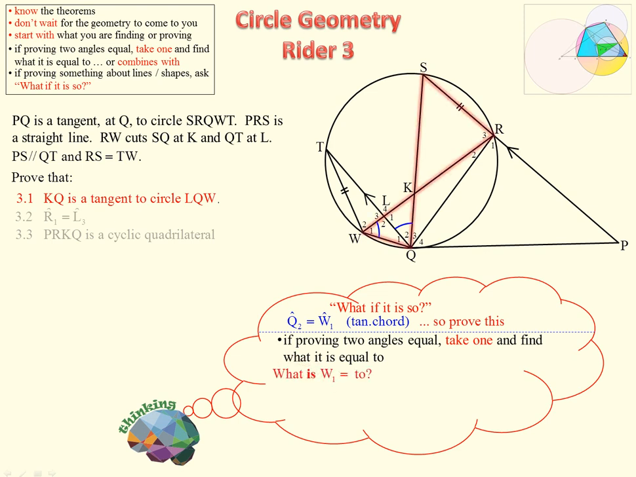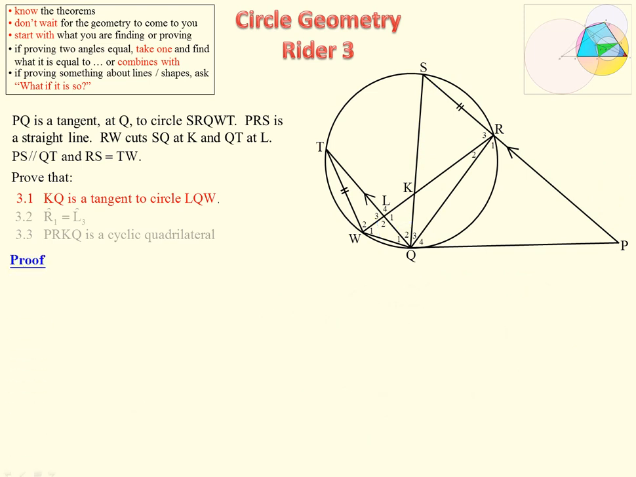So what is W1 equal to? Well, it's equal to S, angles in the same segment. Now we ask the question, is Q2 equal to S? Because remember, we're trying to prove Q2 equal to W1. And the answer is yes. They're alternate angles with the parallel lines. And therefore we have the two angles we need equal. So, going into the proof.